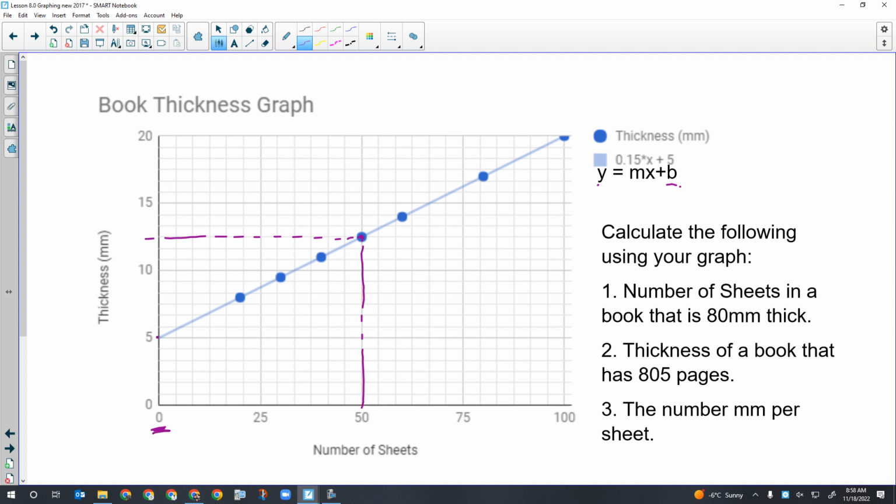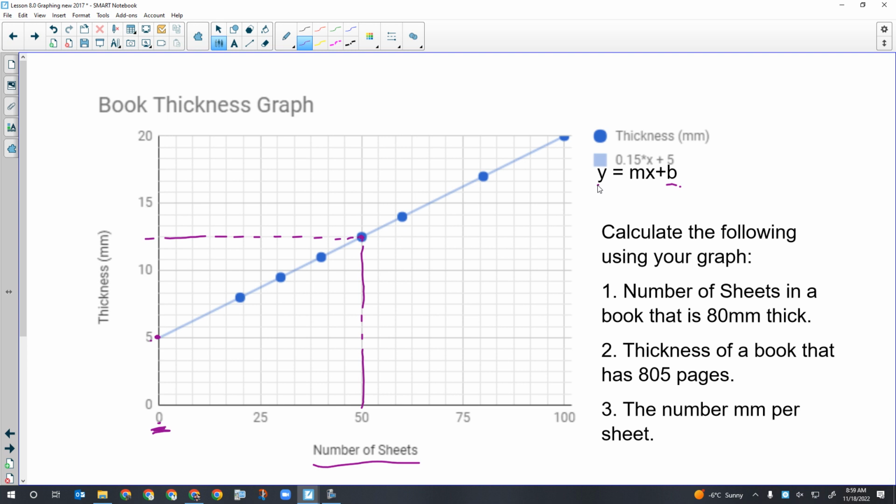So, in this context, this is a book that has no what? No pages. But it's already 5 millimeters thick. What do you suppose that is? The cover. So the y-intercept in this case is telling me the thickness of a book that has no pages. It's what y is when x is 0. So in other words, it would be the cover, the thickness of the cover. And then from there, the book would get 0.15 millimeters thicker every time I added a page. Everybody all right with that idea?